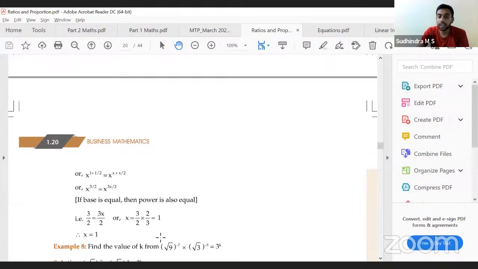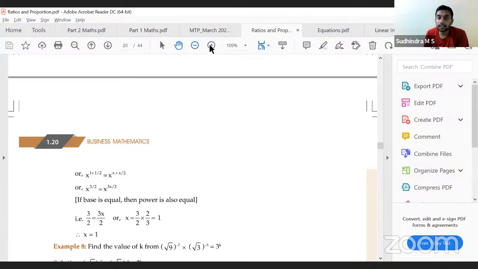Find the value of k from root 9 to the power of minus 7 into root 3 to the power of minus 5 is equal to 3 to the power of k. Since the right hand side equation is in the base of 3, left hand side also has to be presented in the form of 3 itself. So how do we present it?